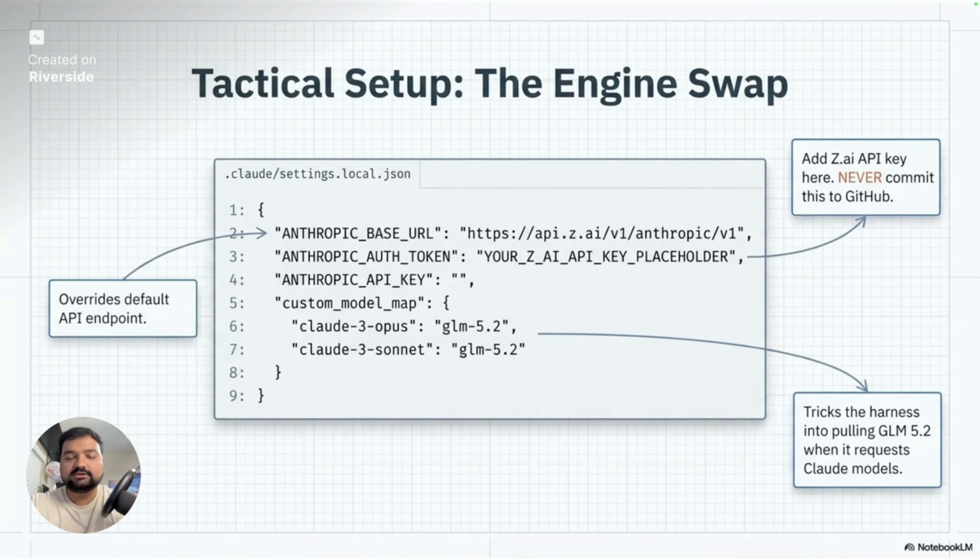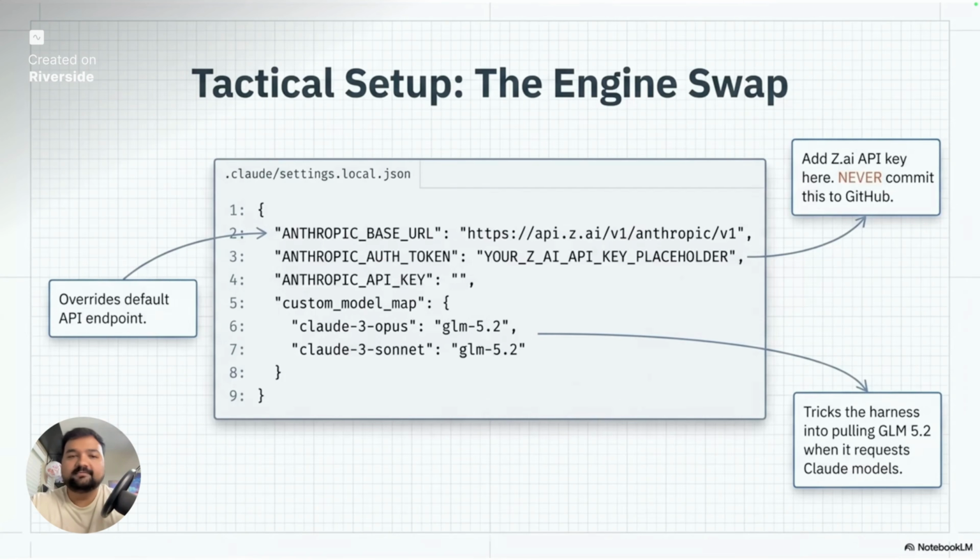Let's get practical. This is the engine swap inside the Claude Code, and you can configure environment variables in your local settings file, and the file is Claude/settings.local.json. This lets you override the default API endpoint. So instead of sending requests to the default Anthropic endpoint, we point Claude Code towards the Z.ai Anthropic compatible endpoint, and then we provide the Z.ai API key.